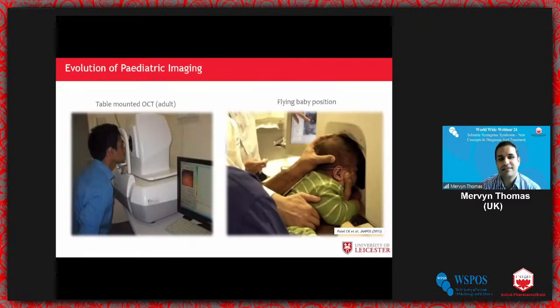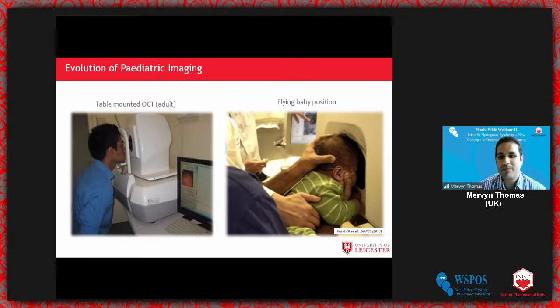Imaging in adults is quite easy, as you know. You give a fixation target and within a few seconds you have an image. But in children, this is tough and it requires much more patience and a lot of skill. In table-mounted devices, you have to physically take the child to the actual machine. The picture on the right shows the flying baby position, which some of you may have come across in the literature.